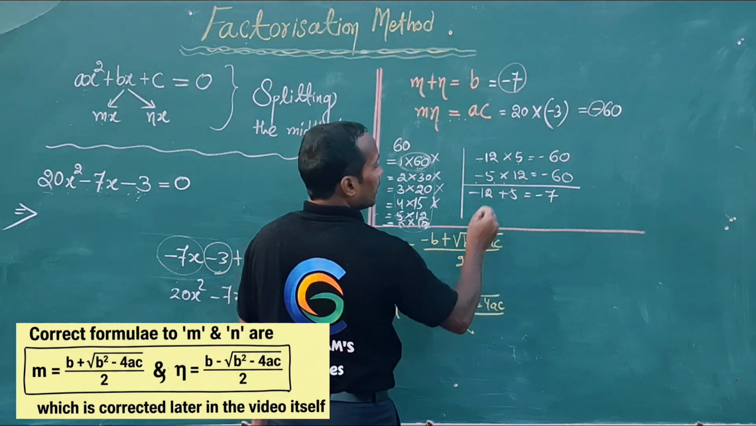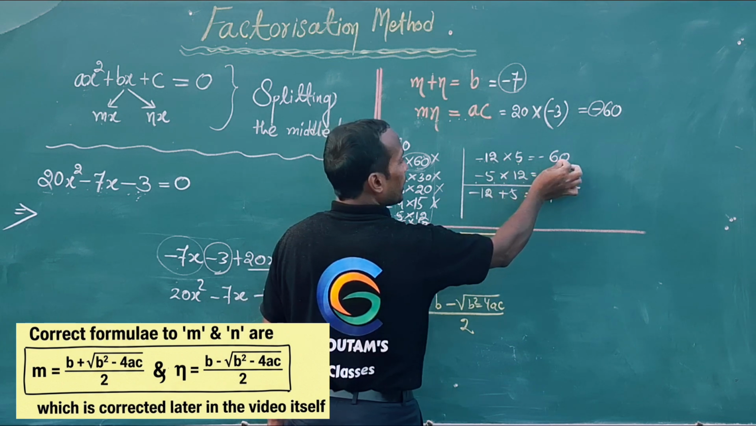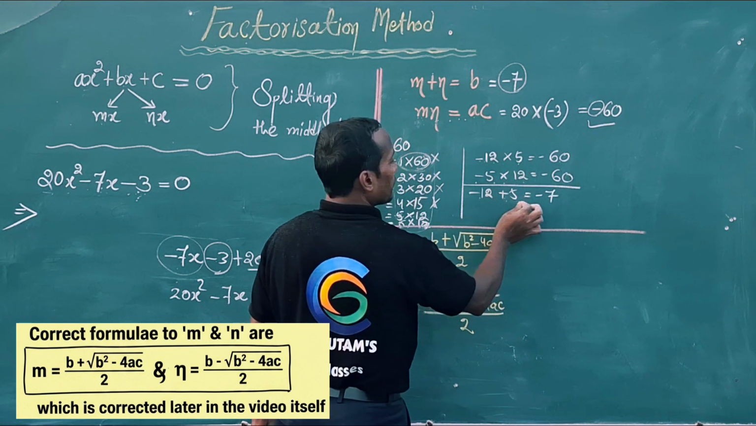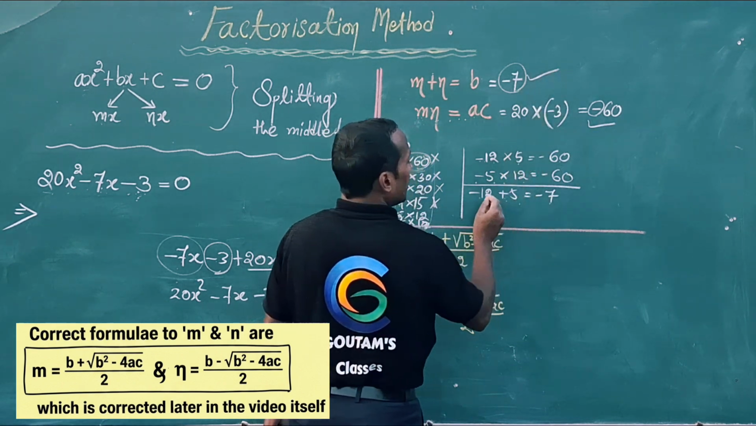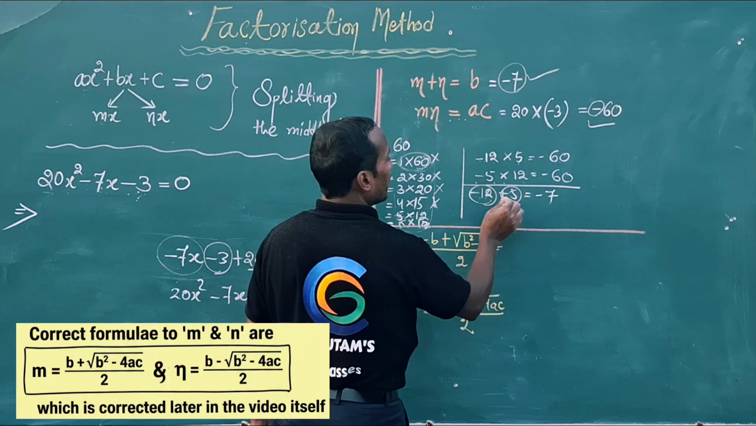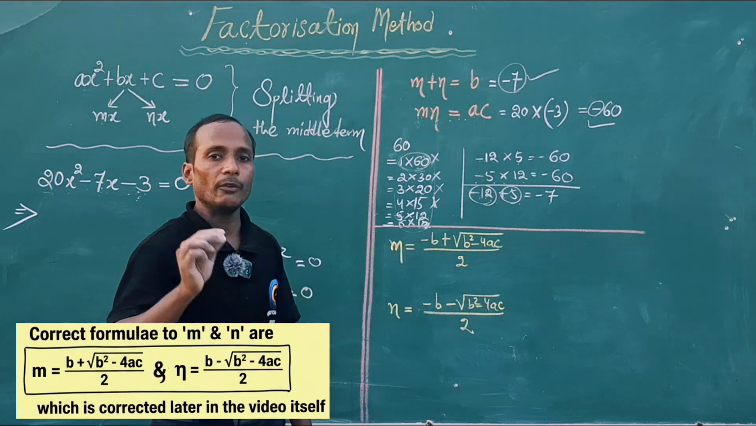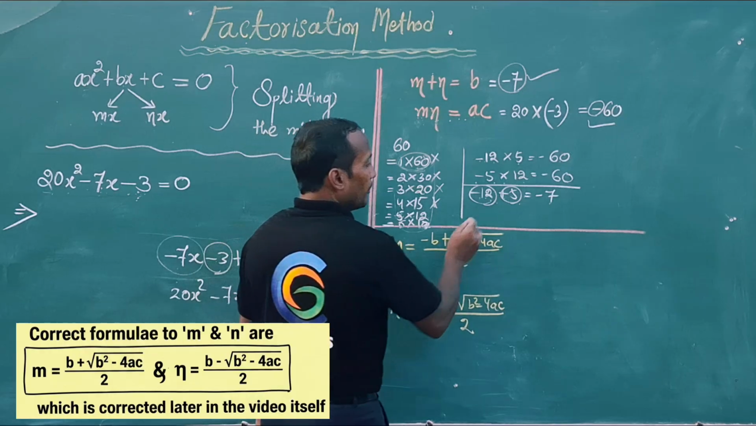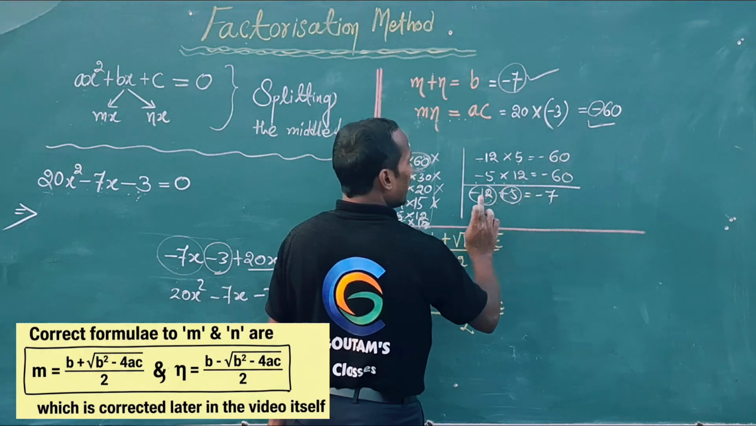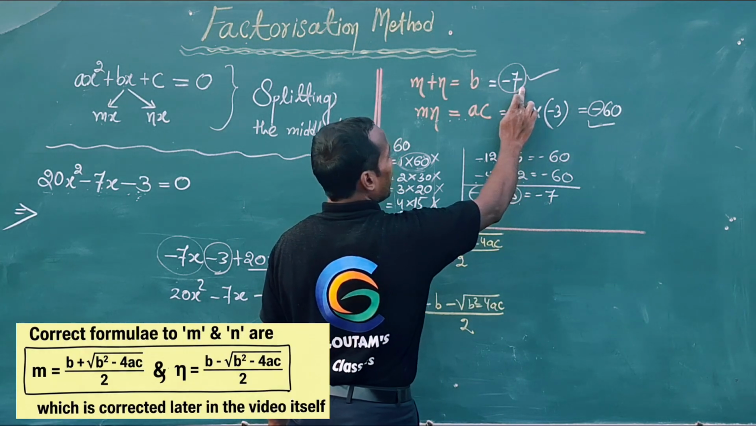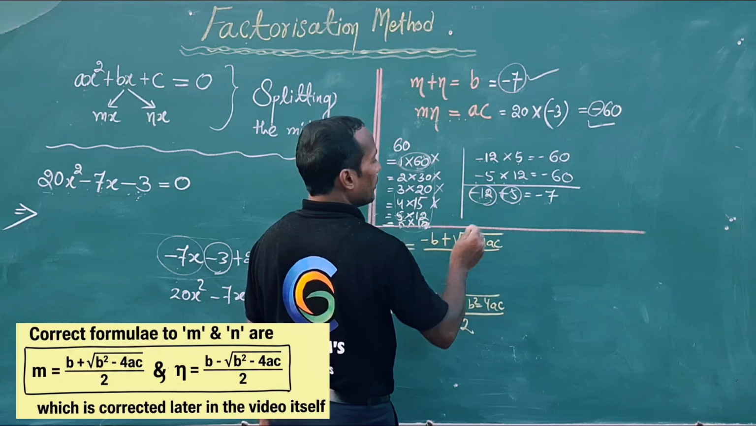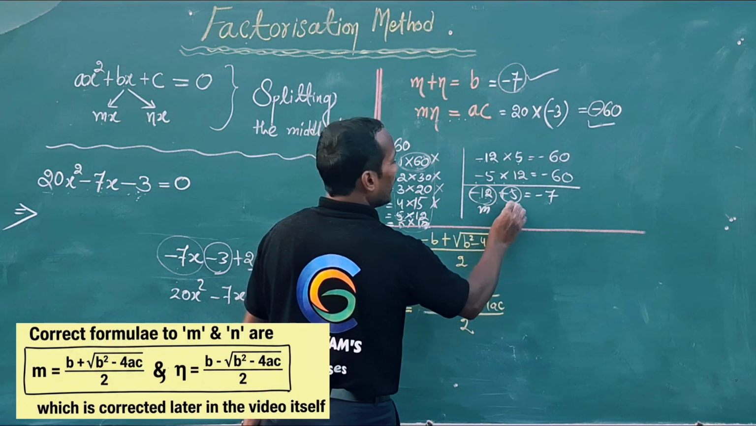So you got it. Minus 12 and 5 gives you product minus 60, and minus 12 plus 5 gives you minus 7. So minus 12 and plus 5 is your required pair of values of m and n. By taking this you get product equal to minus 60 and sum equal to minus 7, which is what we need. So here you can stop and use this as m and n.